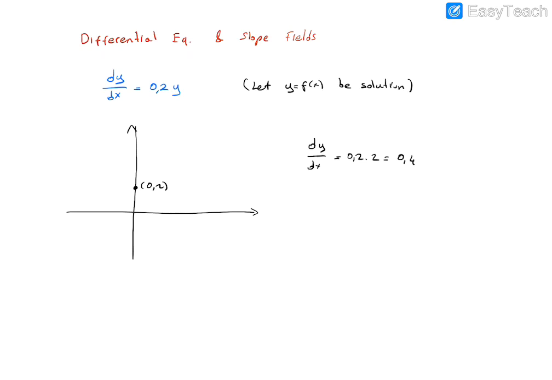Here the tangent line has slope 0.4. I don't know what the function is, but the slope of f of x here is 0.4. The red line is the tangent line with that slope. So this is the y equals f of x curve. At another point, for example, (-3, 1).